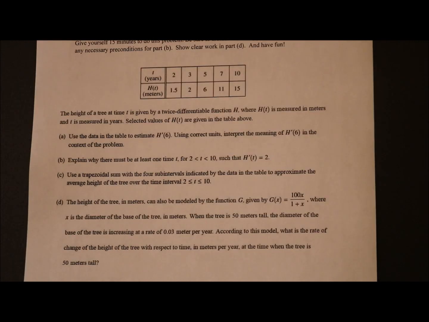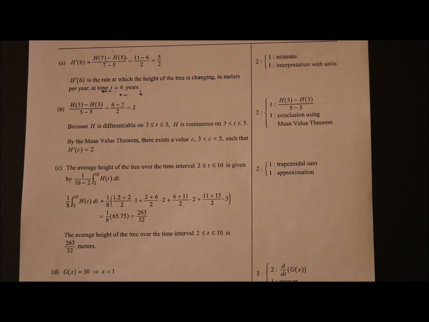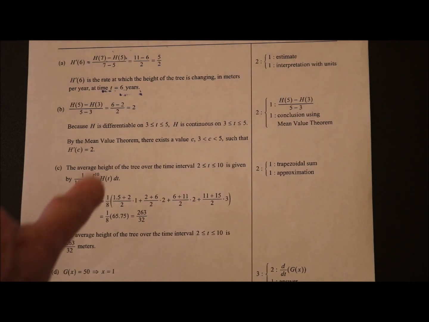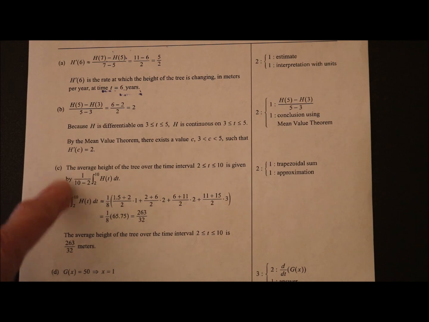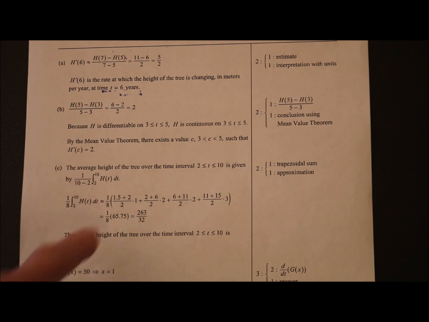C. Use a trapezoidal sum with the 4 subintervals indicated by the data in the table to approximate the average height of the tree over the time interval 2 to 10. C is not on the 2020 AP exam because it's asking for an average value, but we did learn this. If you remember, the average value is the integral. In other words, you're adding up an infinite number of those heights and you're dividing it by the change in your time, right? So that's where the 1/8 comes from.